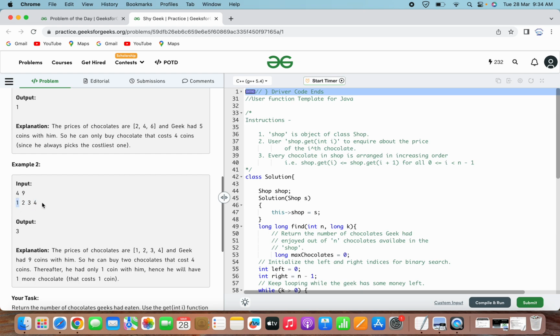So hence he will have one more chocolate to buy, that is the first one. So he will buy that chocolate. So here 2 chocolates for the price 4 and 1 chocolate with the price 1. So here it will be 2 plus 1 is equal to 3. So that is the answer here. I hope the problem statement is clear.